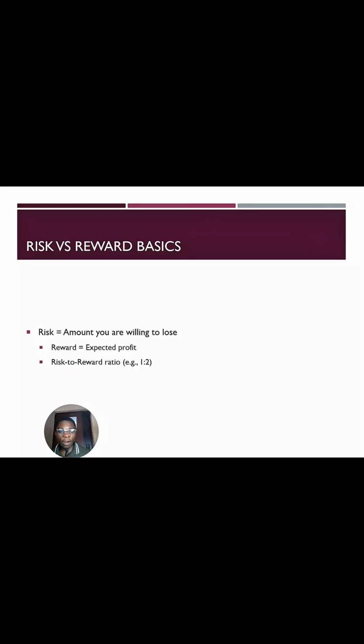So when I say my risk to reward is 1:2, like if I have a $50 account, then I say I'm risking $10 in a trade and my risk to reward is 1:2. That means I'm willing to lose $10 and expecting a profit of $20. So that's what risk to reward is.